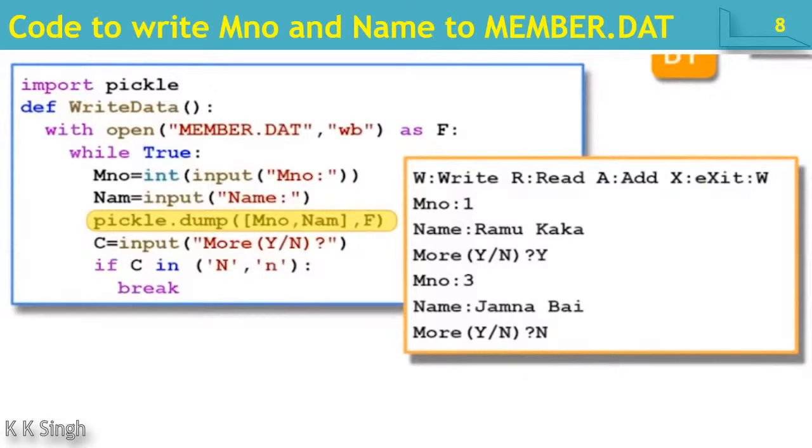In this case, if I say yes to more, it will ask for the member number and name again, and again the information forms a list, and that list will be dumped onto the member.dat. And when you say if c in the tuple values n and N, that is, if you do not want more, meaning you do not want to give more information, then it will break from here. So the function will be terminated here.